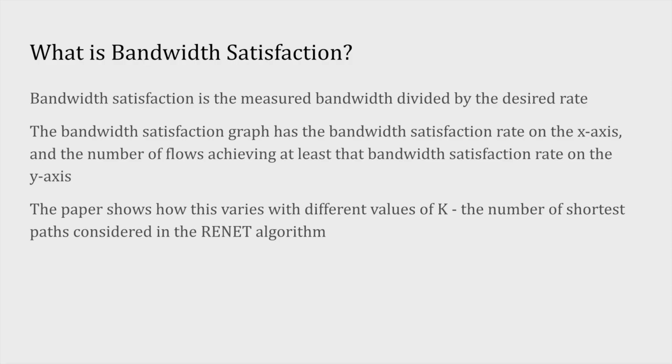How do we measure the performance of RENET? One way to do that is with bandwidth satisfaction, which is what the paper does. This is the measured bandwidth divided by the desired rate, which, as we stated before, was set to be a constant. To visualize this, we use a bandwidth satisfaction graph, which has the satisfaction rates on the x-axis and the number of flows achieving at least that bandwidth satisfaction rate on the y-axis. One of the things the paper looks at is how this varies with different values of k, which is a parameter for RENET that determines the number of shortest paths considered for selection.